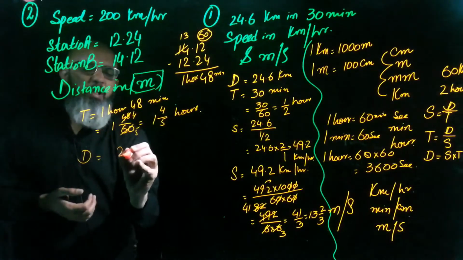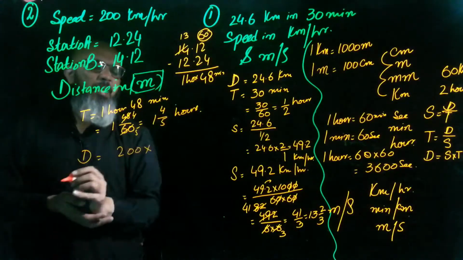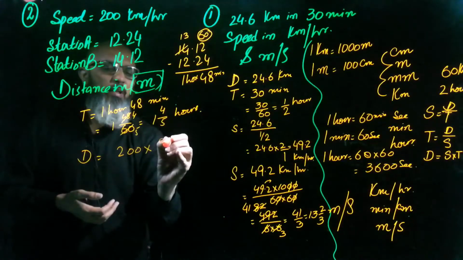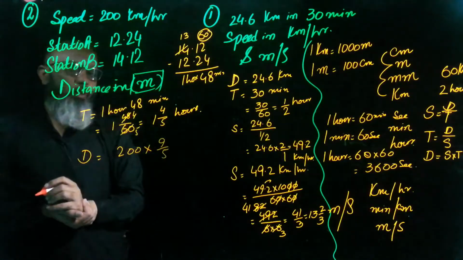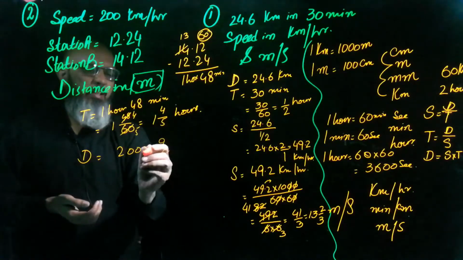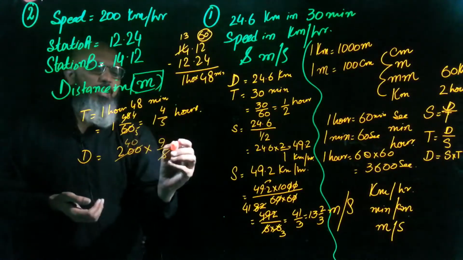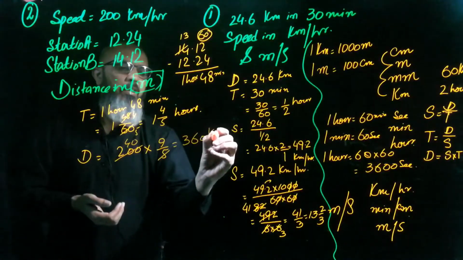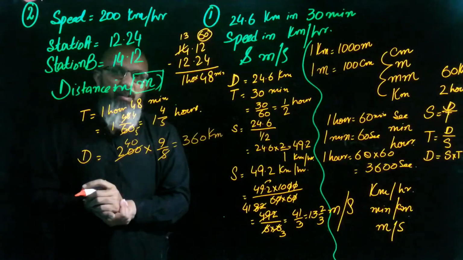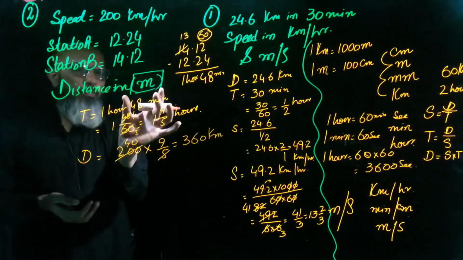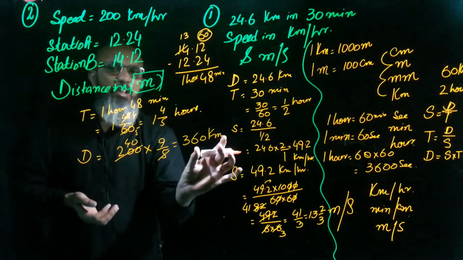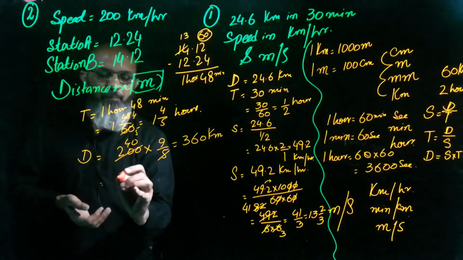Distance is equal to speed multiplied by time. 5 1s are 5, 5 plus 4, 9 over 5. So you can cancel it. It's very easy. 9 40s are 360 kilometers. So now you have to find the distance in meters. Means you have to multiply 360 with 1000.